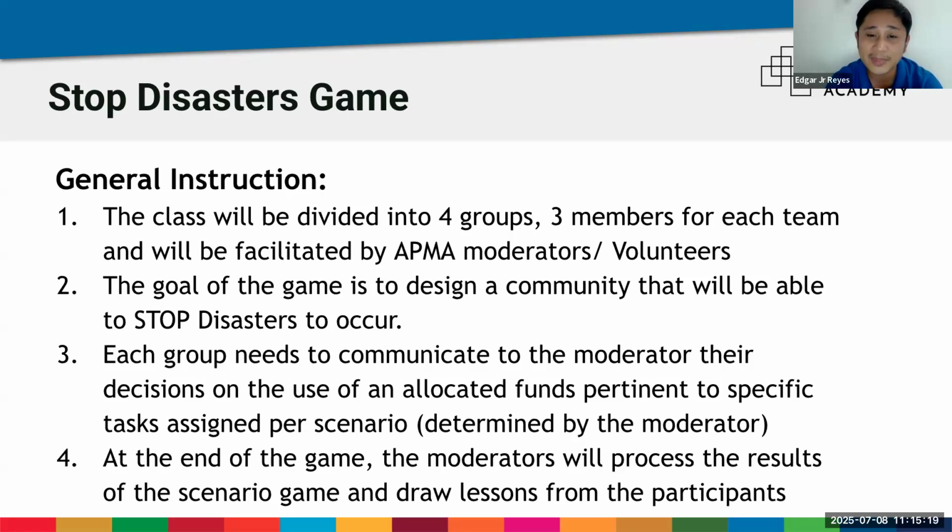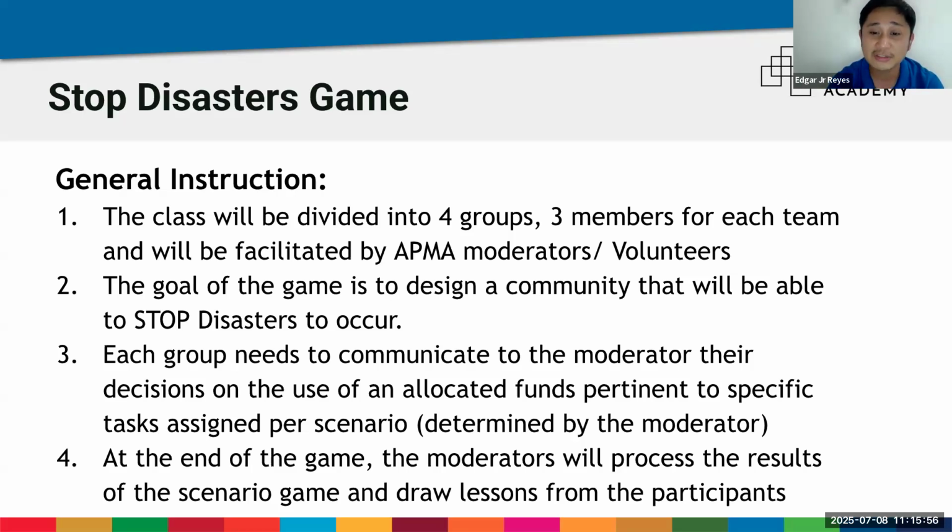And then the goal of the game is that at the end, you'll be able to design a community that will be able to stop disasters from occurring. So there are a lot of decision points that you'll need to make during the game, and that would be the creative part of the group of mayors that will be assigned to their respective groups. So you should be able to discuss and create decisions that will be critical in the final design of your community that will somehow stop the disasters from occurring.